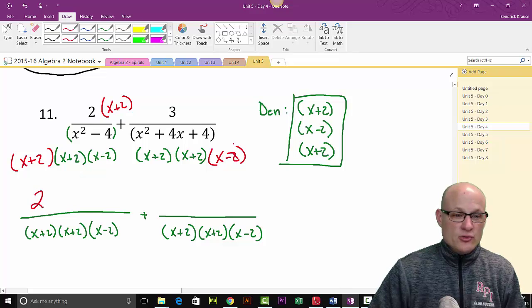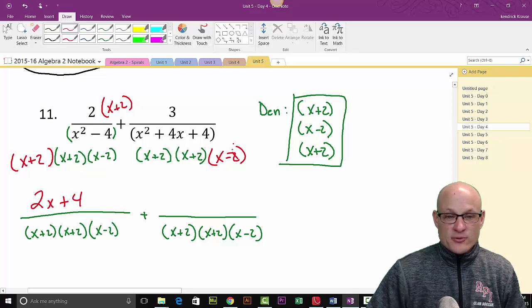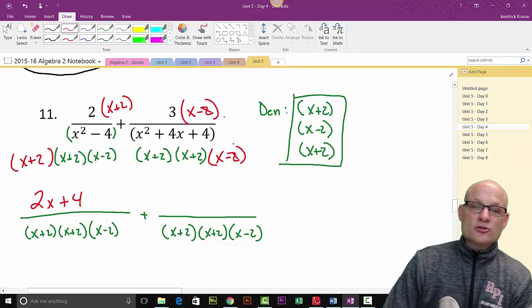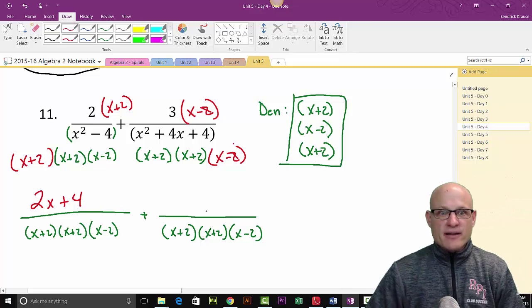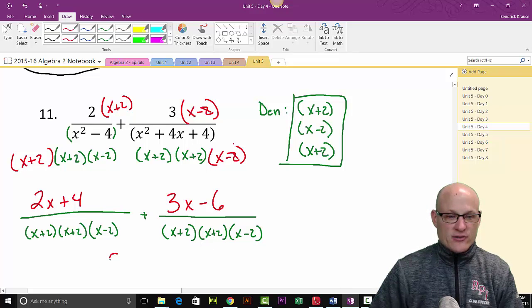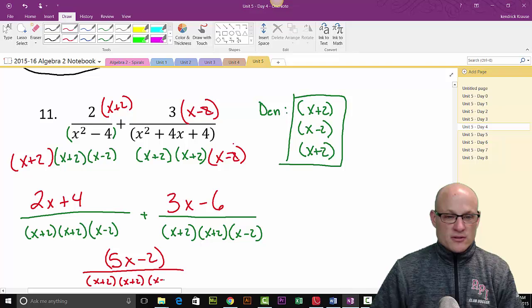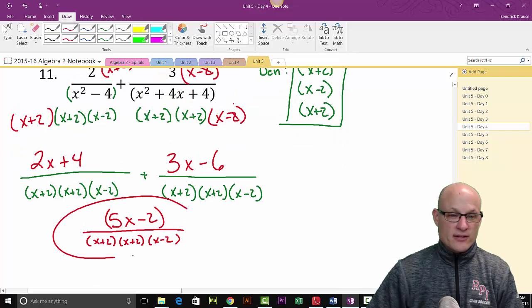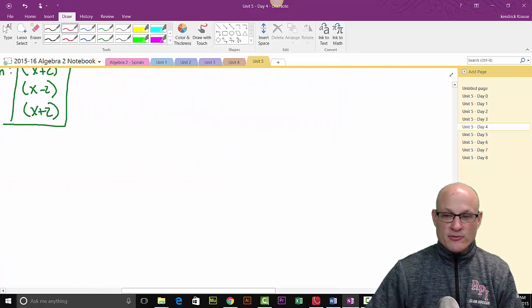So I get 2x plus 4. This one's missing an x minus 2, so I'll multiply by x minus 2. That's an x minus 2. Just think about it that way. So I end up with 3x minus 6. Now I have to combine like terms, so I get 5x minus 2, put in parentheses, all over x plus 2, x plus 2, x minus 2. Now, there's nothing to factor out of the numerator, so you are, in fact, finished. That's it.